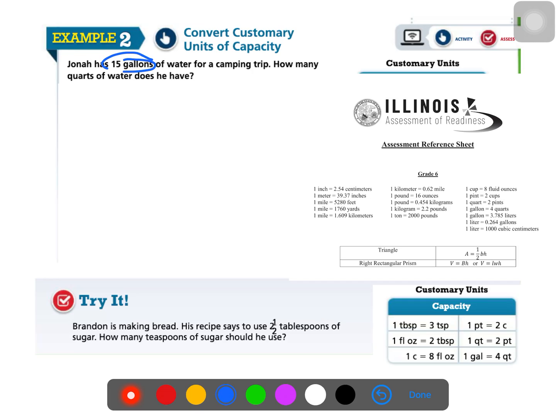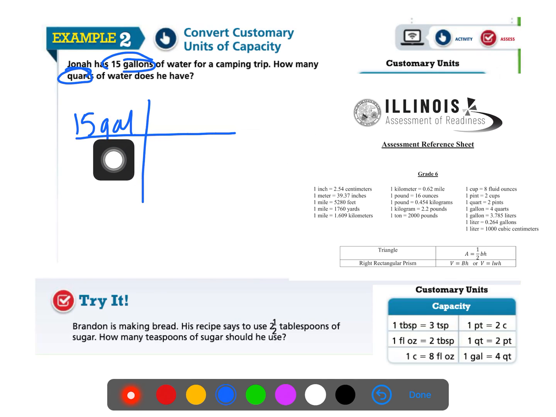Jonah has 15 gallons of water for a camping trip. How many quarts does he have? Well, I'm going to start with my unit of 15 gallons. I'm labeling it because I need that gallons label to be able to cross-cancel. So I need to look in my capacity portion of my conversion chart, and I know that 1 gallon is equal to 4 quarts.